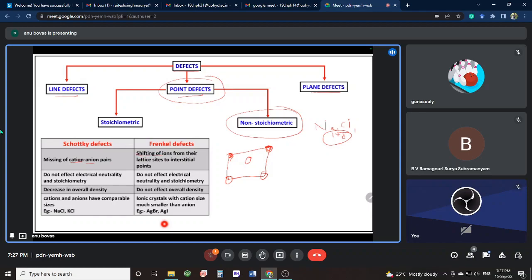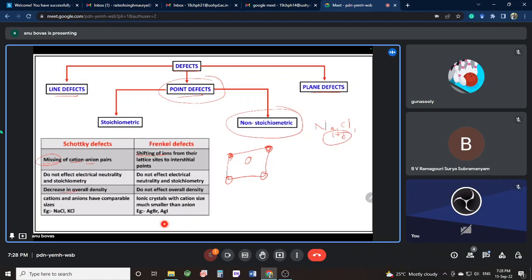In this case, there is a mere shifting of ions. So in this case also, stoichiometry is not affected, neither is the electrical neutrality. But since here there is a missing of cation-anion pairs, it will decrease the overall density. So the question can be asked like, a crystal had some defect and the density has decreased. Which among the following defects has happened? You can tell it is Schottky defect, because in Frenkel defect the density is not decreased, because there is no missing, there is just a misplacement of the ions.